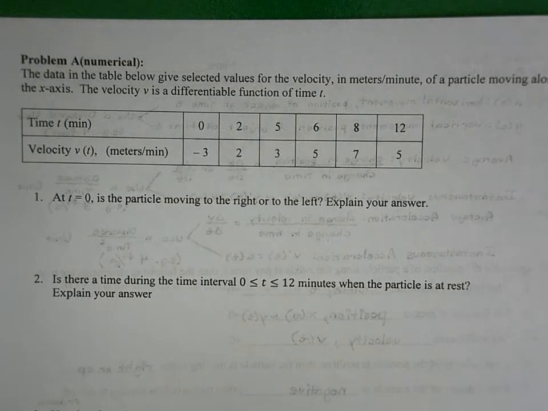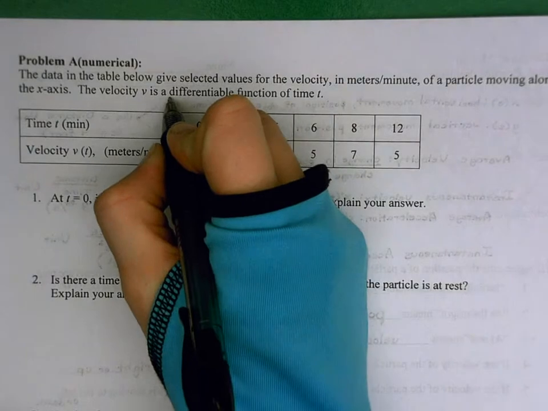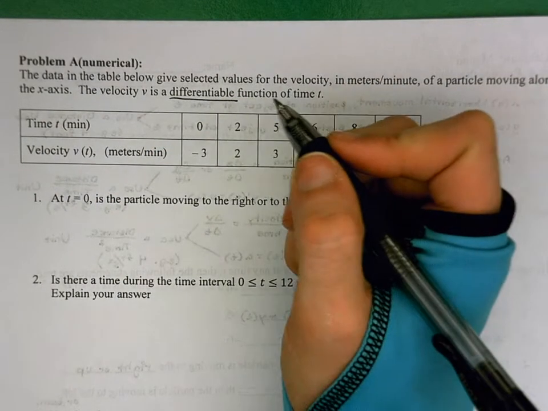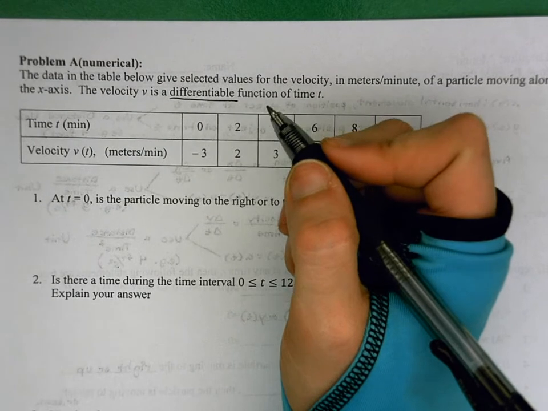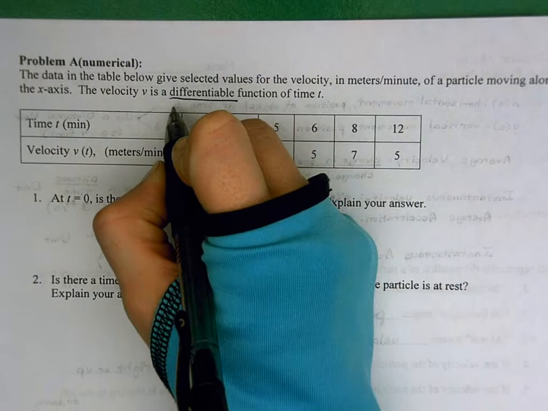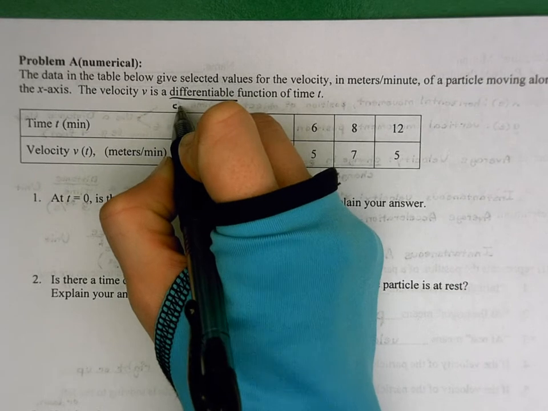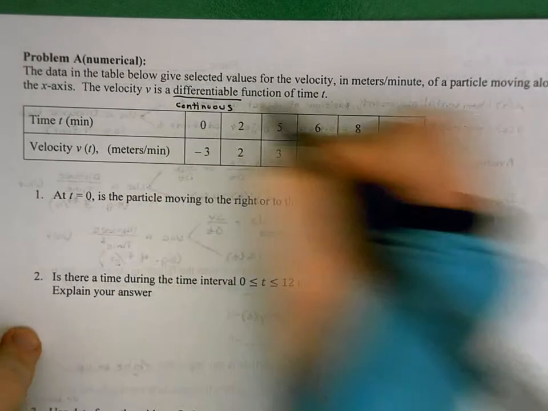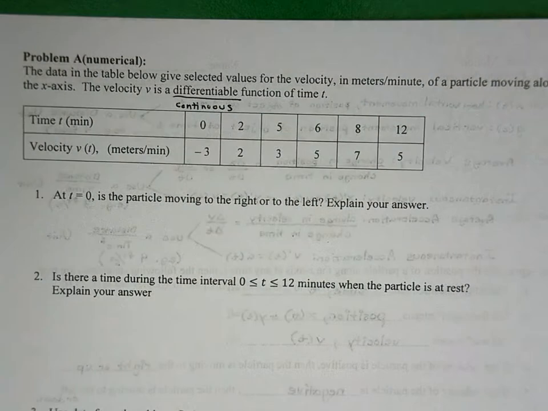Okay, when you see the word differentiable, you know that this means that there aren't any cusps or any breaks, right? If we were to take the derivative of our velocity, we would be able to calculate that at every point. And we also know that it's continuous, because if it weren't continuous, then it wouldn't be differentiable. There would be a hole there, and we wouldn't be able to find the derivative at that point.